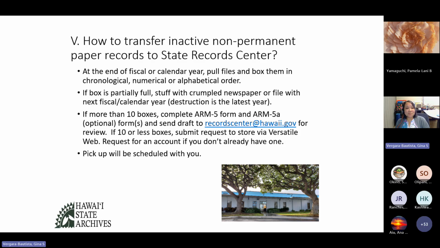If you're sending more than 10 boxes, please complete an ARM5 form, and an ARM5A form if you want to send us a listing of the various file titles in each box, and send a draft to recordcenter@hawaii.gov for review. If 10 or fewer boxes, we ask that you submit it through Versatile Web. There is a Versatile Web training session on Friday so that you know how to use it.